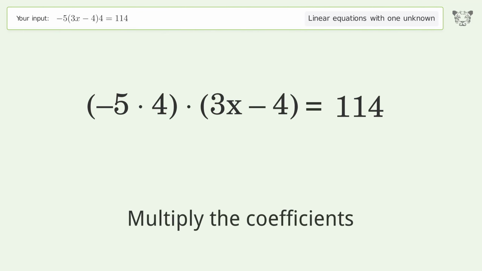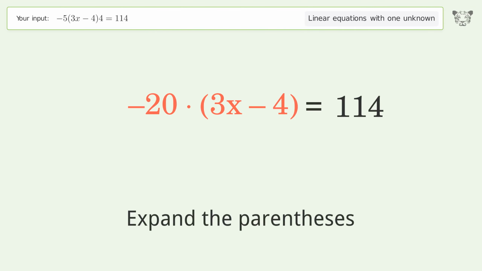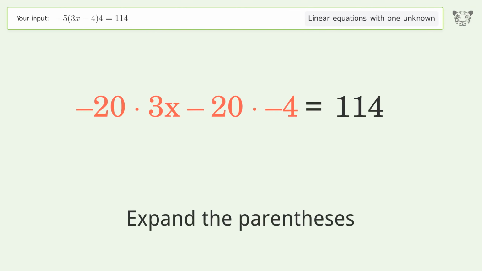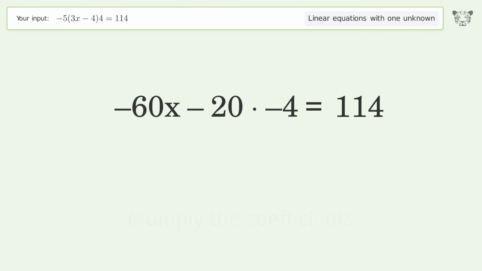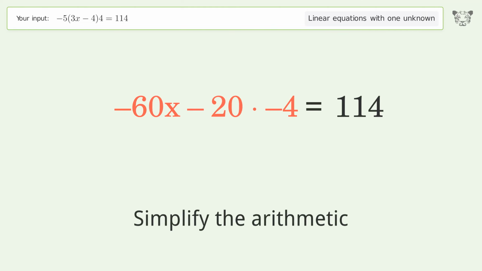Multiply the coefficients. Expand the parentheses. Multiply the coefficients. Simplify the arithmetic.